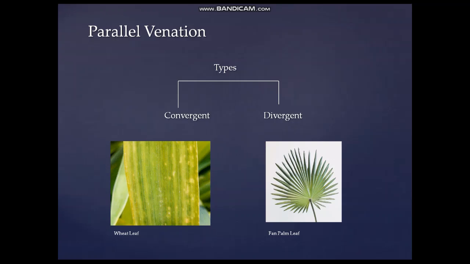Now look at the diagram. In the wheat leaf it is clearly visible that all the veins, all the midribs, converge, whereas in fan palm they diverge from each other.